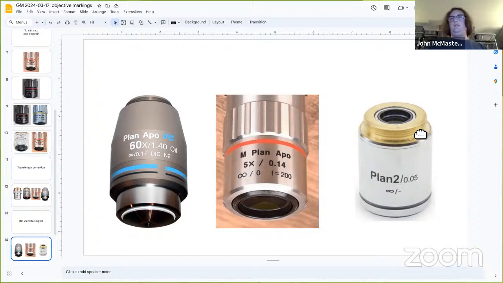It could be thick, it could be thin. Basically, it's all the same. So this is kind of the range here then. You have specified 0.17, specified as 0, no cover slip, or you're in such a range that it really doesn't matter.